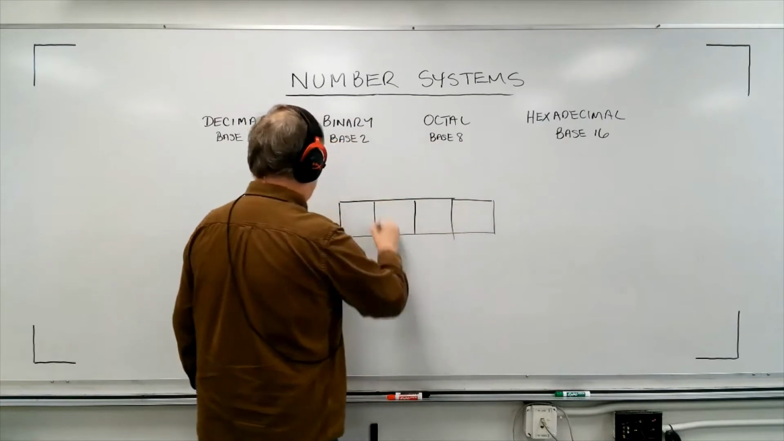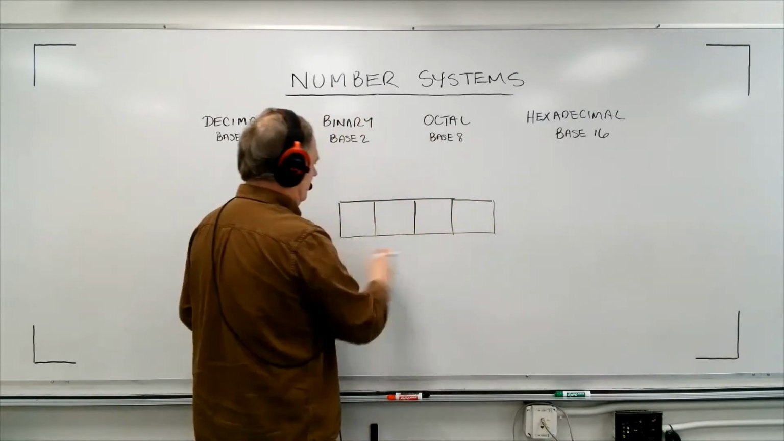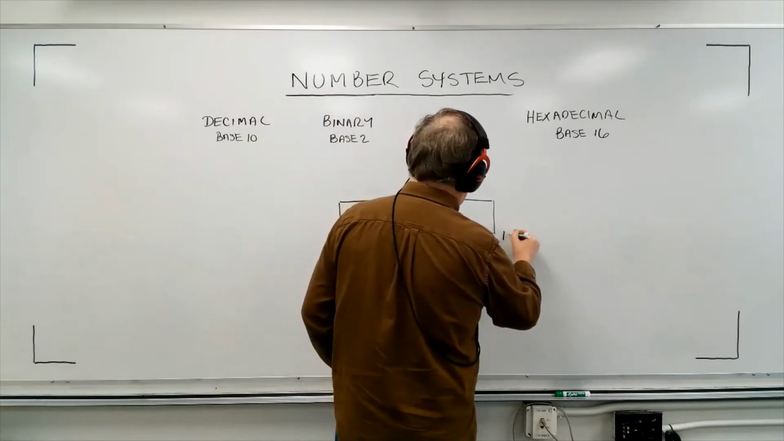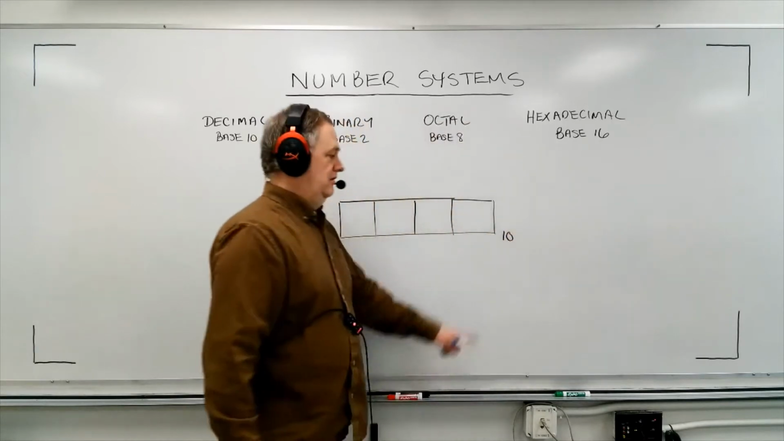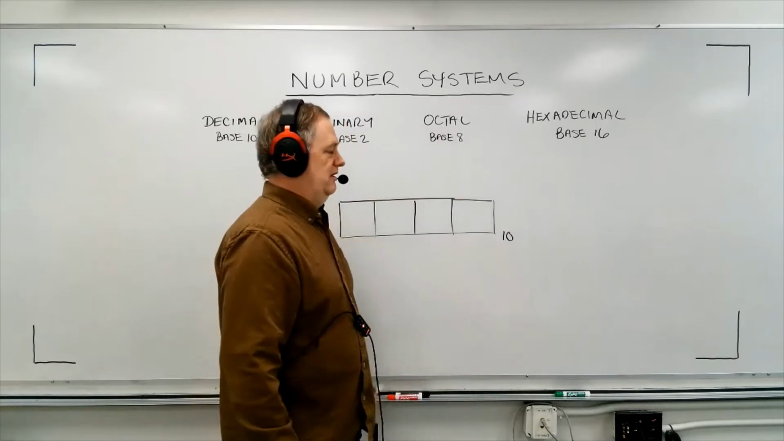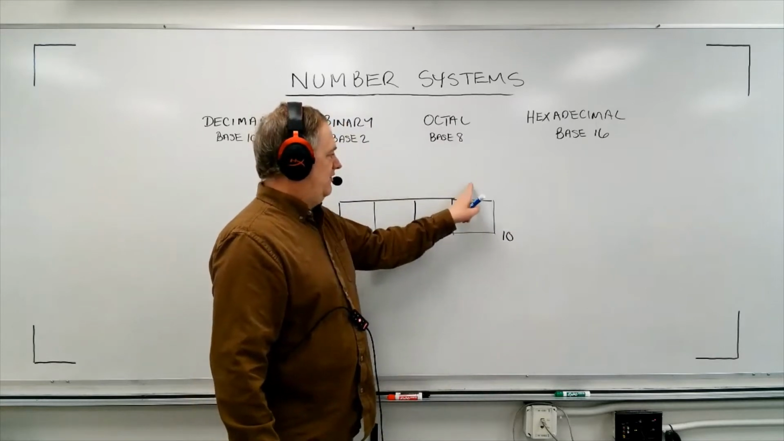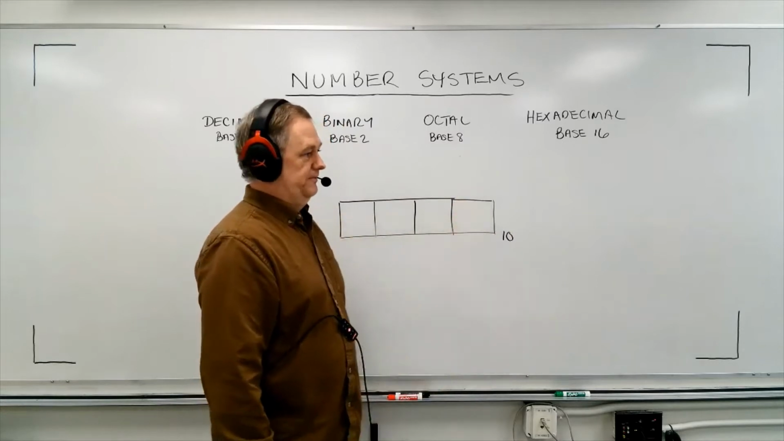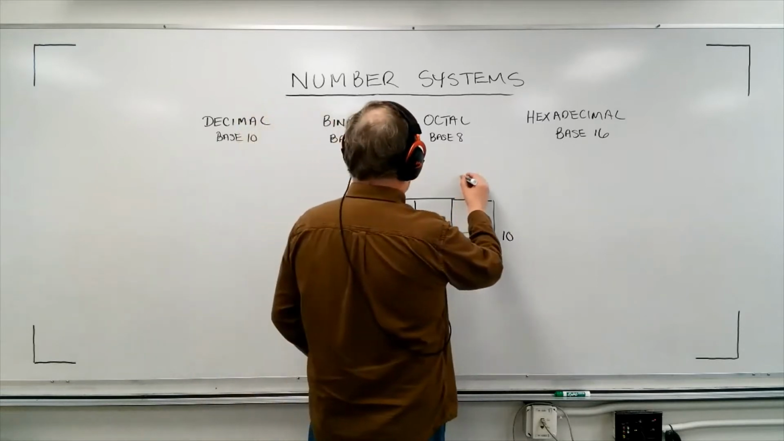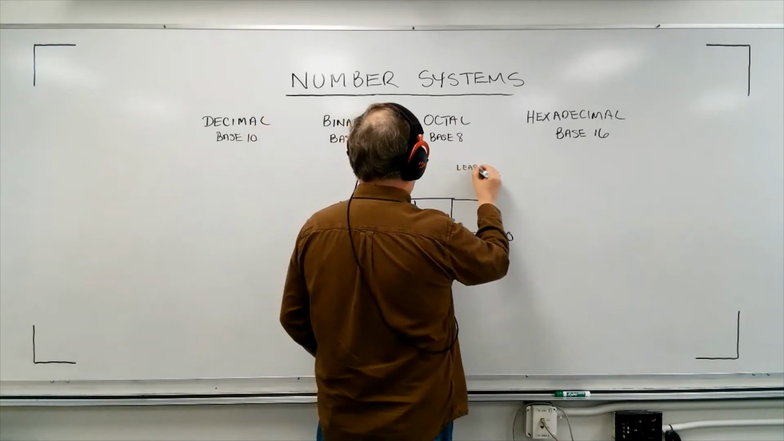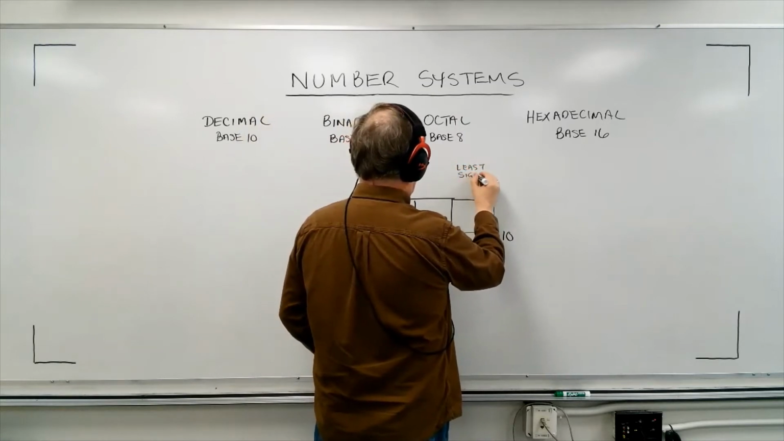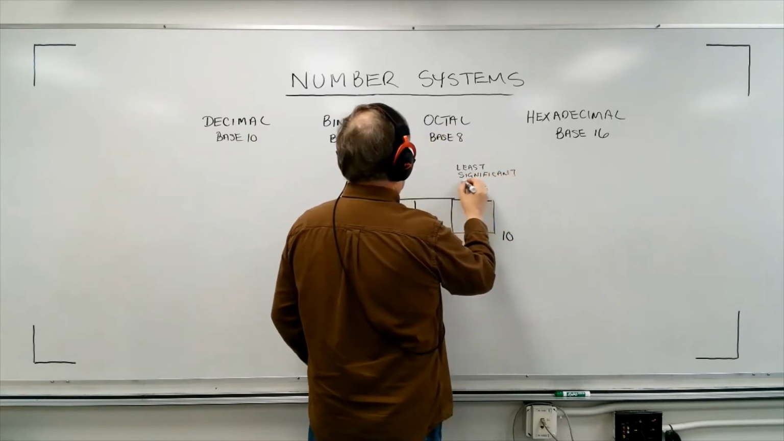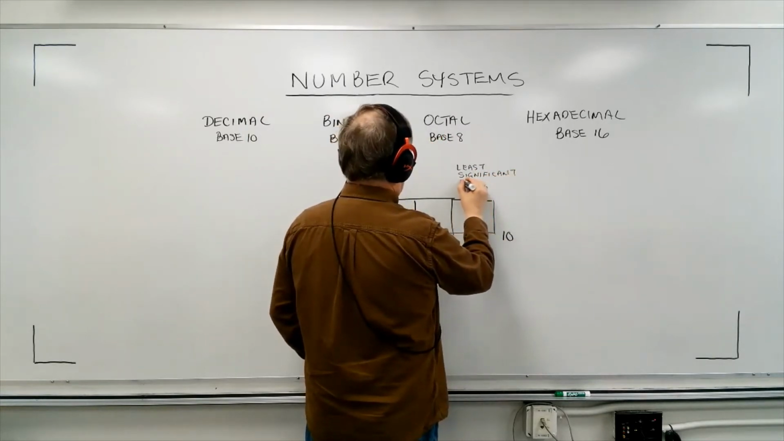I'm just going to divide this into 4. This would carry on, but I want to start down here. Now, if I say that this is 10, base 10, right here, this is a base 10 number, and I want to know what is the value of that space, this position in the number. And we would call this the least significant number.